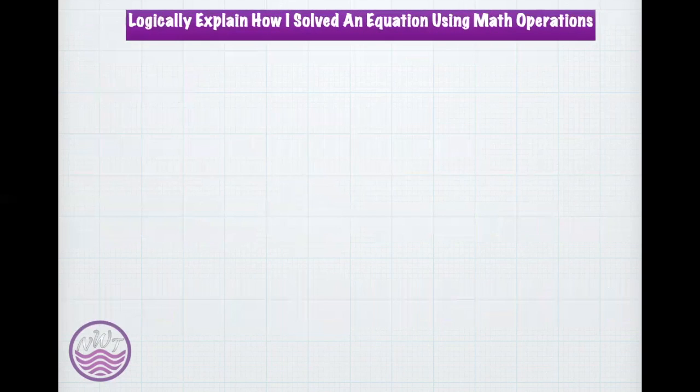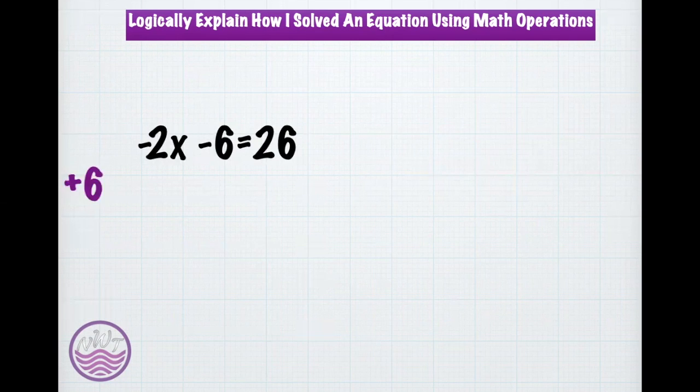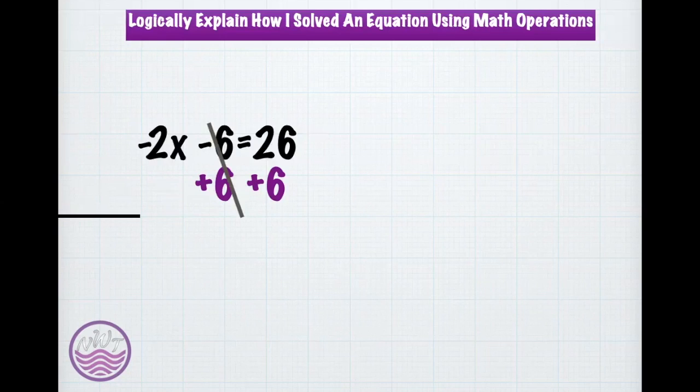Our goal today is to logically explain how I solved an equation using math operations. So the last video we talked about how to solve an equation and explain it in general. Today we're going to go a little more specific, so with math operations. So let's look at this basic example. I have negative 2x minus 6 equals 26. I'm going to go ahead and add 6 to both sides, so I'm going to leave my variable to the last step. I'm going to end up getting negative 2x equals 32.